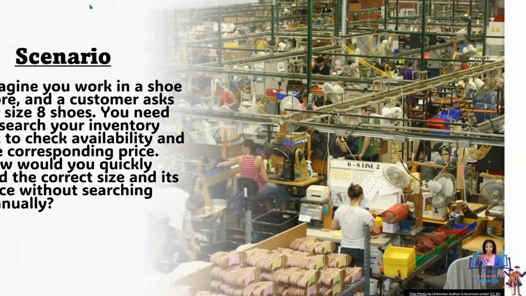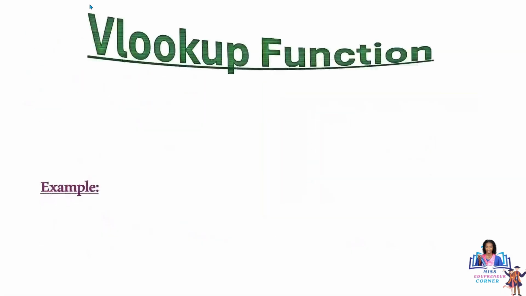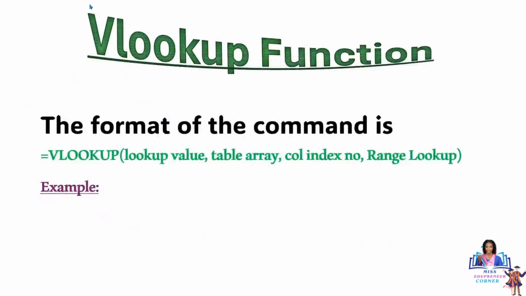The VLOOKUP function, otherwise known as the vertical lookup function, is used to search through records in a spreadsheet and return specific data based on the criteria that is specified in the function. This is the format for the VLOOKUP function: equal VLOOKUP, open bracket, lookup value, table array, column index number, range lookup, close bracket. And please pay attention to all the commas, because you can't leave them out when you are inputting this function in the spreadsheet cell.